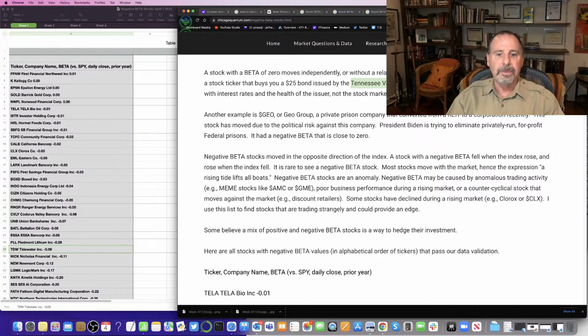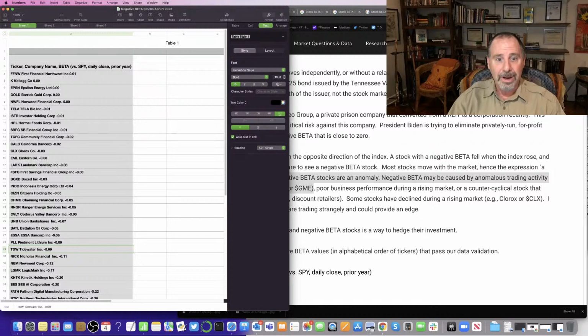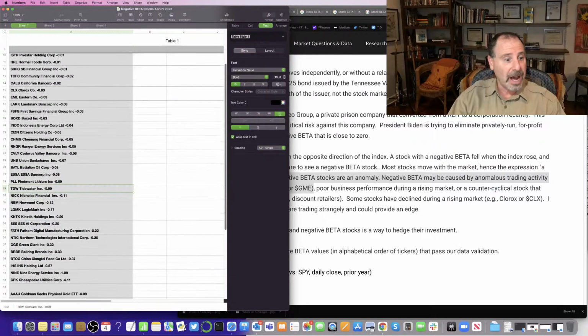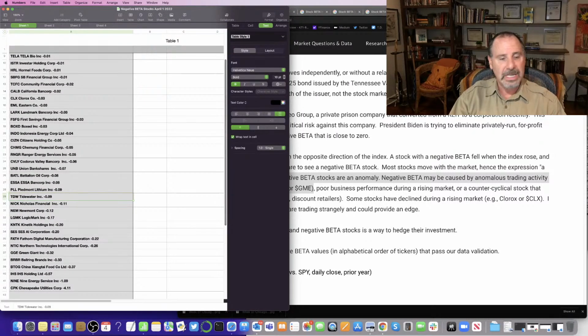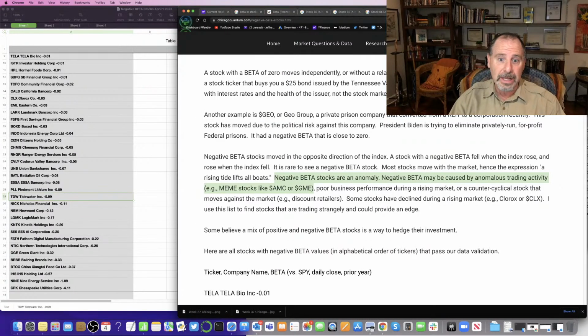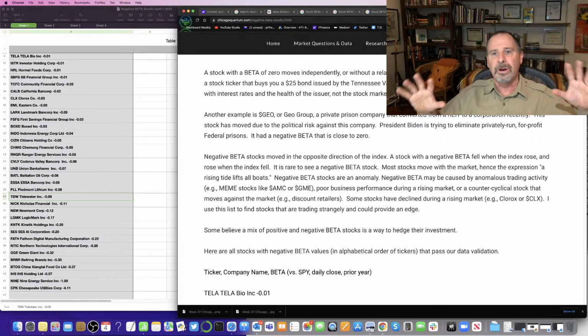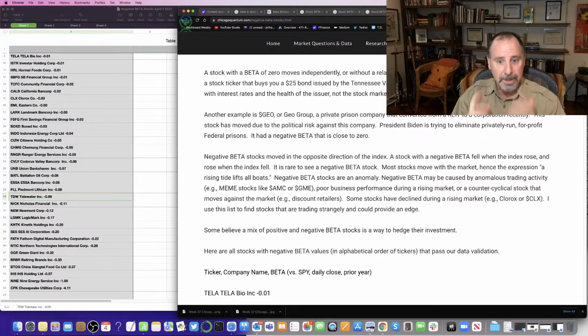And then other examples are anomalies. I call them meme stocks. So negative beta could be caused by anomalous trading activity. By the way, not seeing as many of those in the data right now. In fact, I'm really surprised. I don't see any meme stocks in the negative beta list. So this might mean that the meme movement, where groups of people go in and just bid up and down stocks randomly, I'm not seeing it in the data.